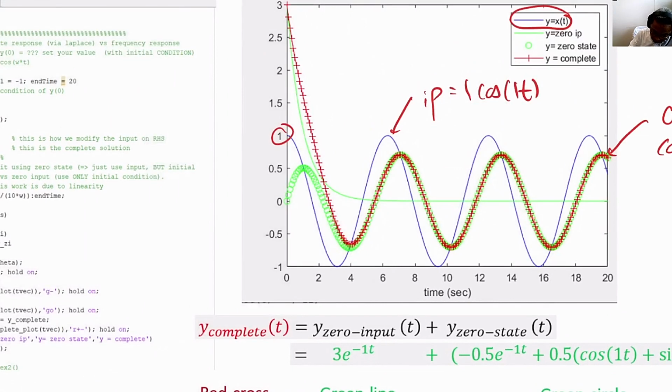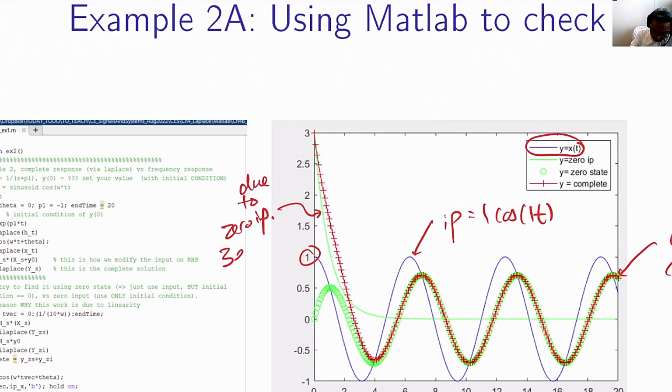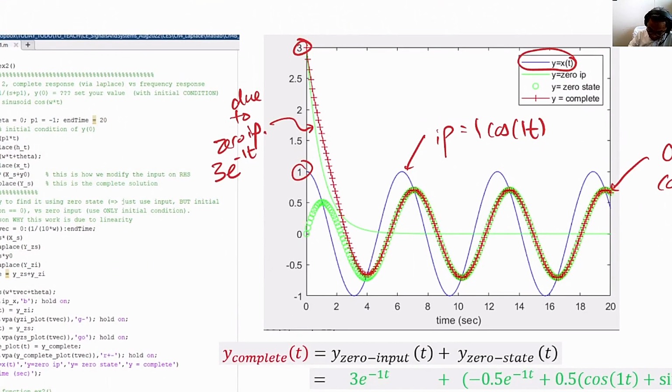Well, this green guy here is due to the zero input. The equation is 3e minus 1t. So see, it began at 3 at time 0, and it comes down very quickly, and about 4 seconds later, it is almost stable, and it is almost 0. So it doesn't contribute to the output anymore.